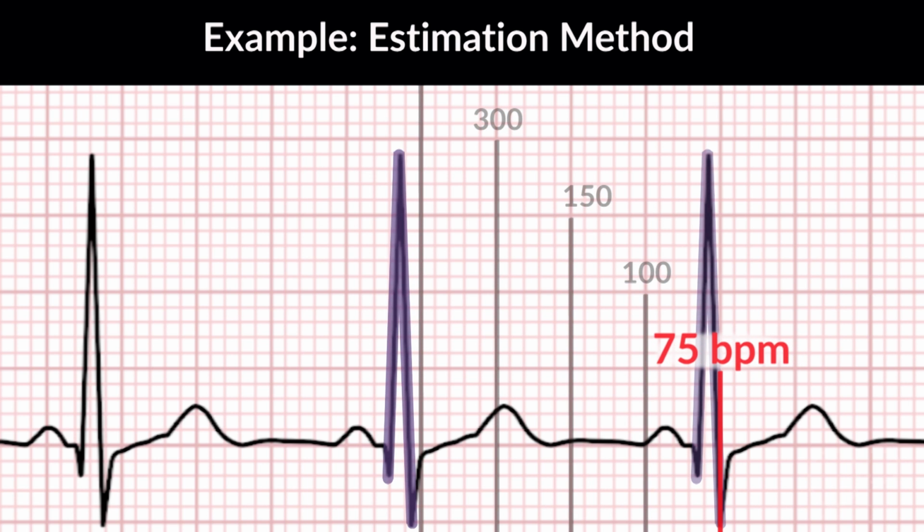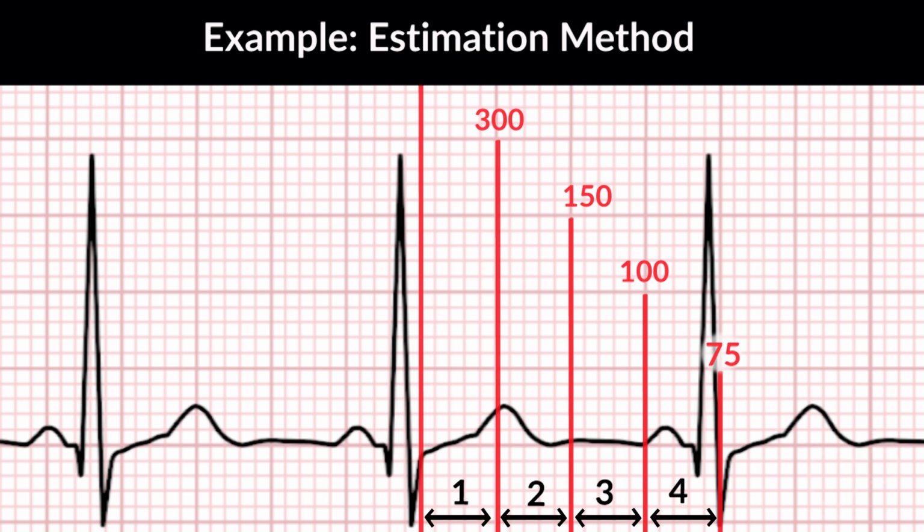Another way to do it is divide 300 by the number of large squares between each QRS complex. For this example, divide 300 by 4. This gives an estimated heart rate of 75 beats per minute.